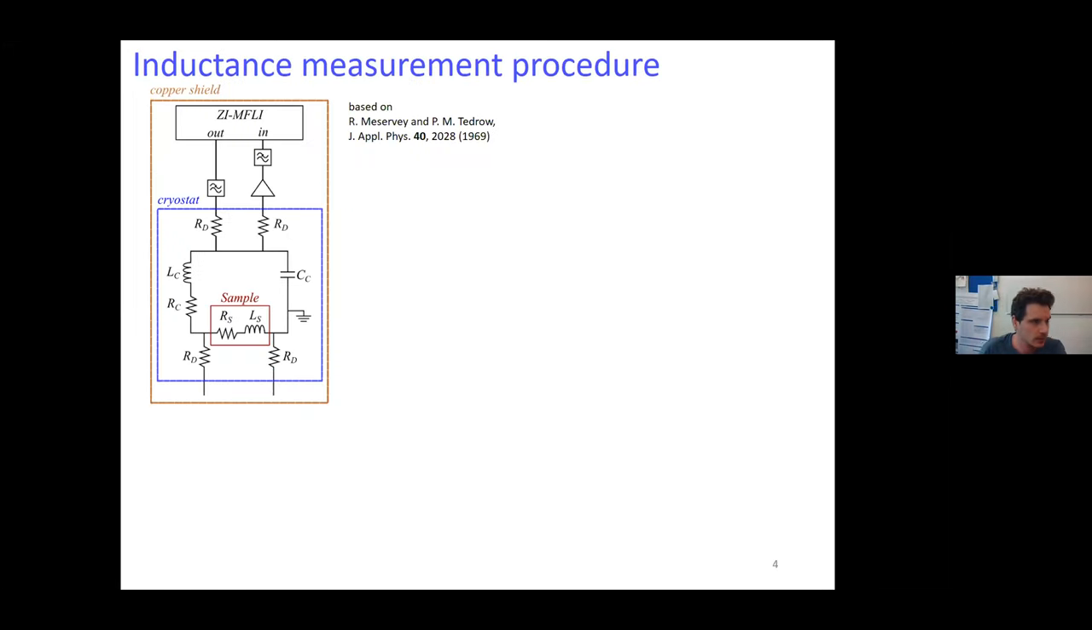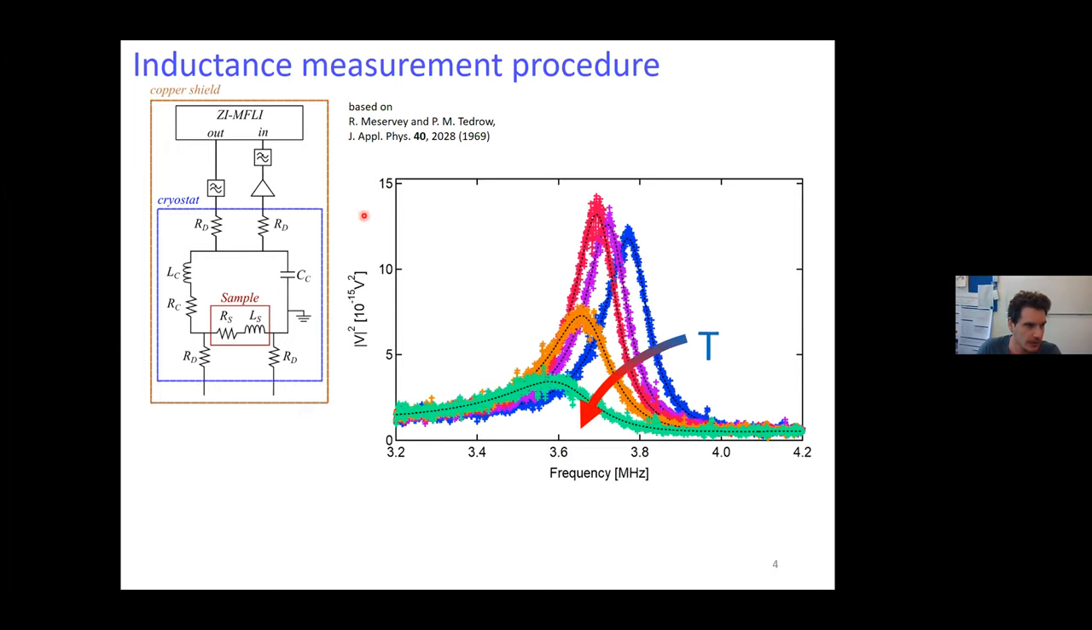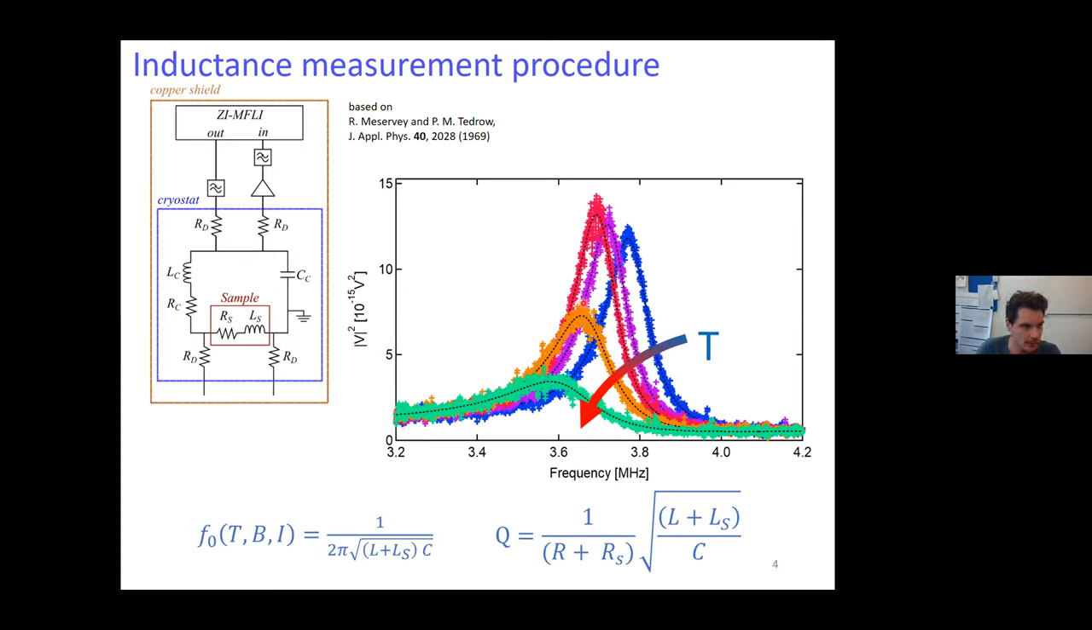So the inductance measurement follows a procedure that Mesevay and Tetrov already used in 1969, so more than 50 years ago. What we do is we incorporate this RLC resonance circuit into a dilution refrigerator, and we decouple it from the rest of the cryostat by these four resistors, so that the resonance only happens in here. We then put our sample in series with a constant inductor LC and parallel to a capacitor CC. And then we simply measure spectra of this resonator for different sample temperatures. From the resonance frequency and the width of the resonance, we can then determine the inductance of the sample as well as the resistance.